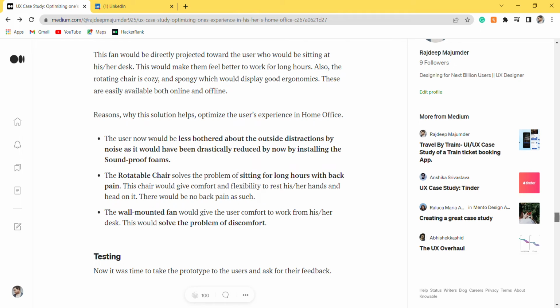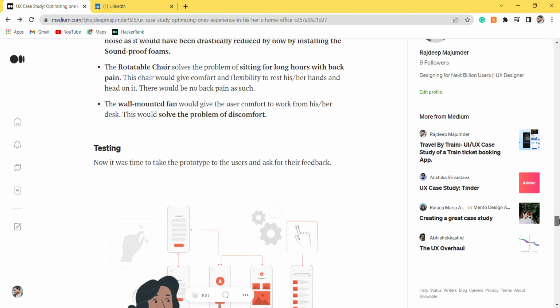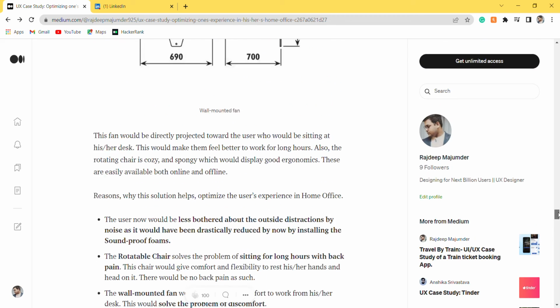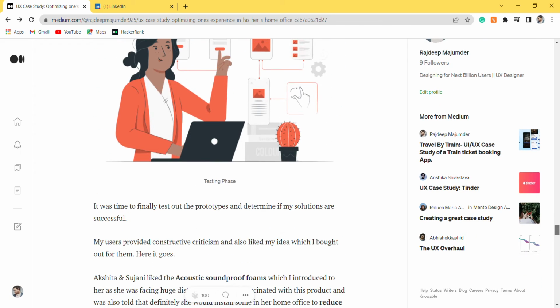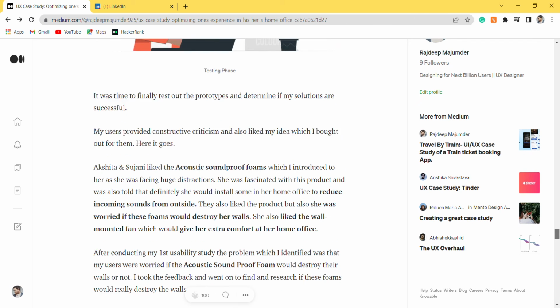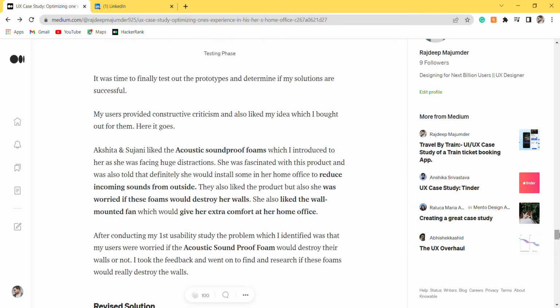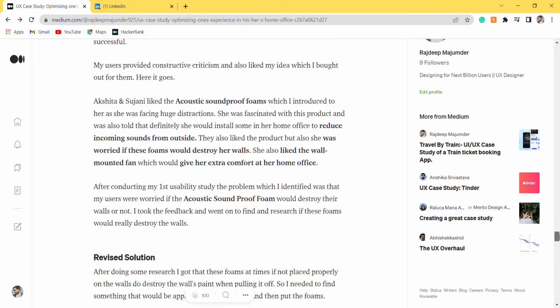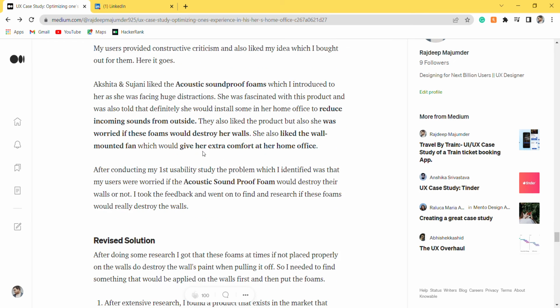Now I move to the last phase, that is the testing phase. Now I took these prototypes and went back to my users to see whether this is solving their issues or not. Okay, so I interviewed my users again and brought out some interesting facts. They were basically worried whether these foams would destroy their walls, their paintings on the walls.